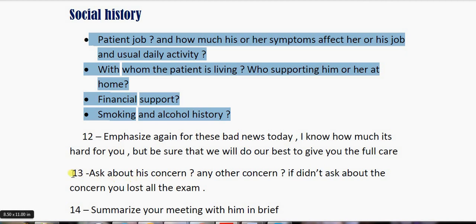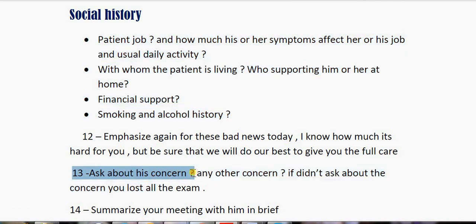Then ask about the concern. The concern is very important also. If you lose the concern, or if you forget to ask about the concern, it means that you lost all the exam. Concern, very important to be asked. You have to ask the patient directly, what's your concern, after the social history and after empathizing, then ask about his concern.